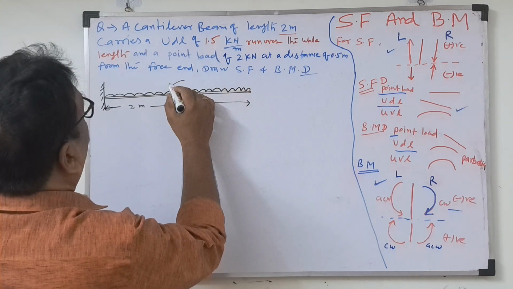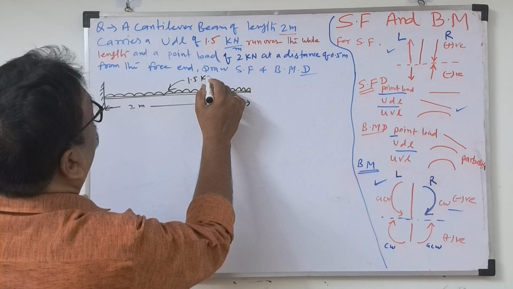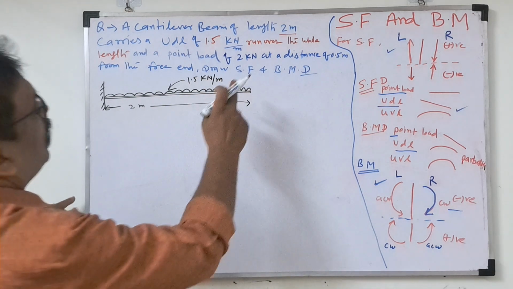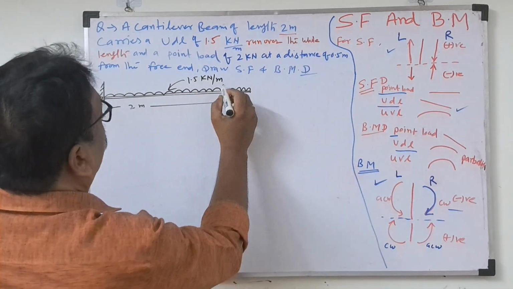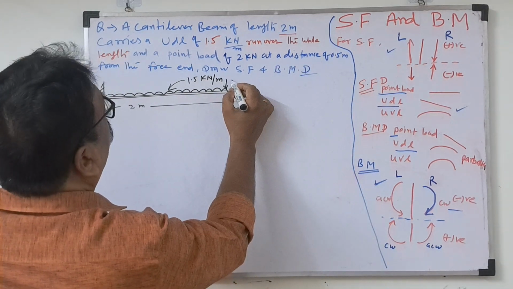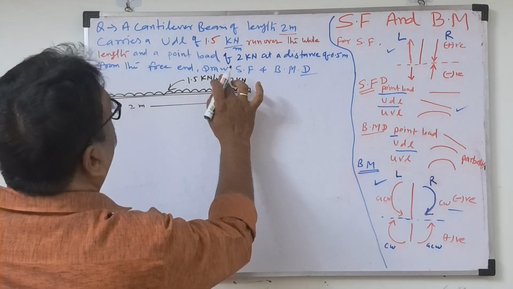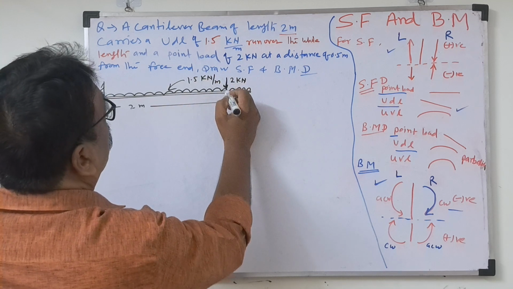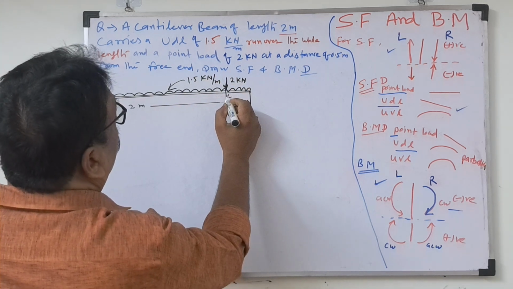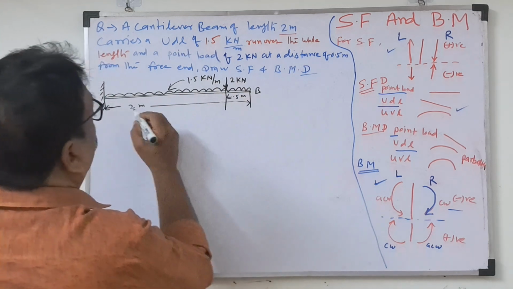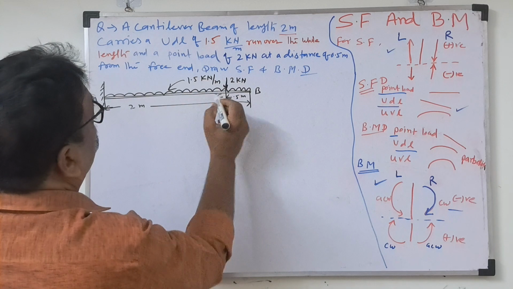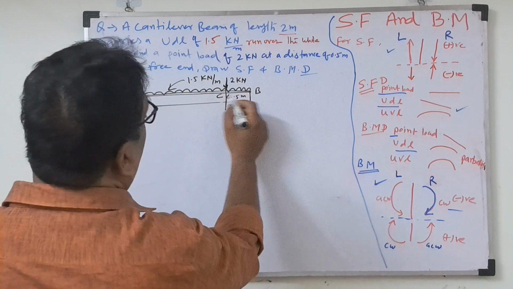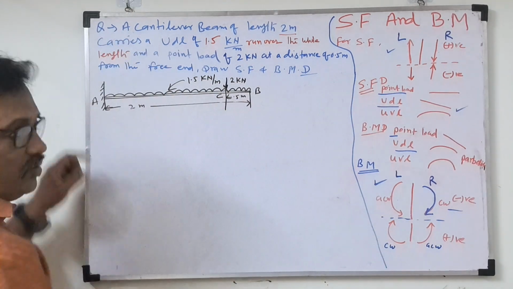And what is the load given? 1.5 kilonewton per meter. Also a point load of 2 kilonewton is given at a distance of 0.5 meter. The points are A, B, and then this point is C. So the 2 kilonewton point load is at a distance of 0.5 meter from the free end. This is the fixed end, this is the free end. This is called a cantilever beam.